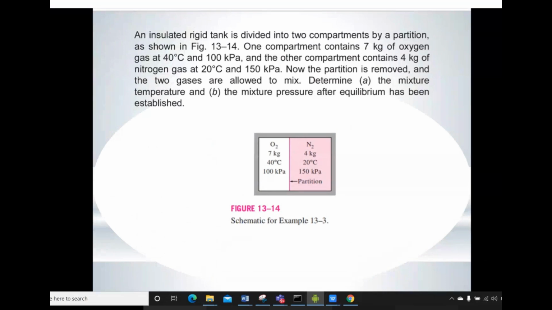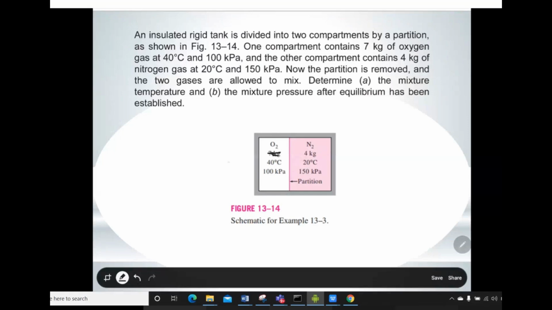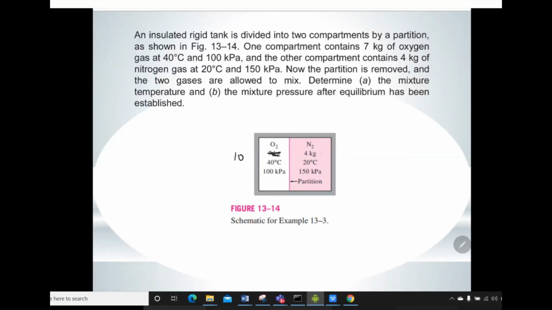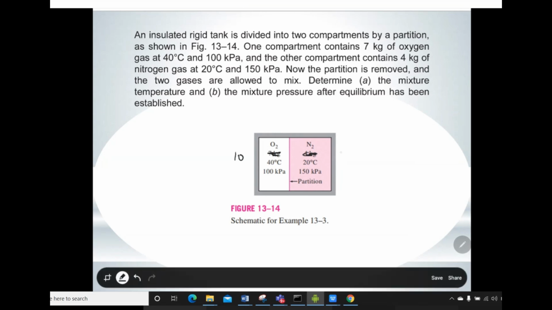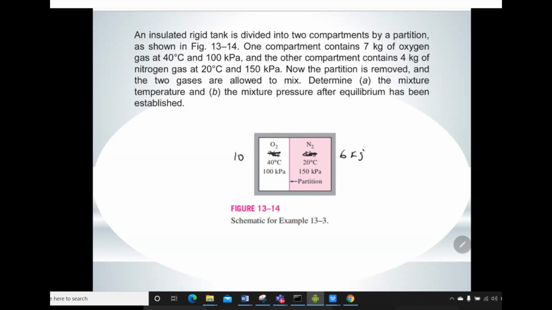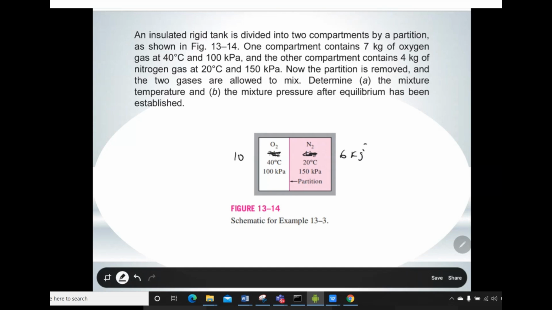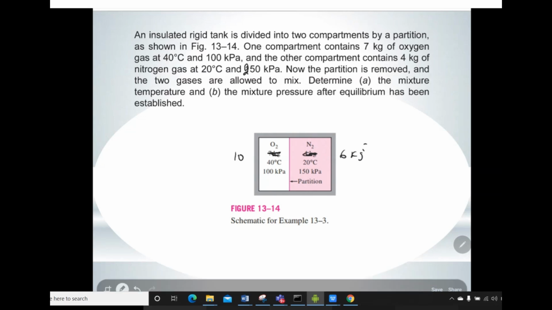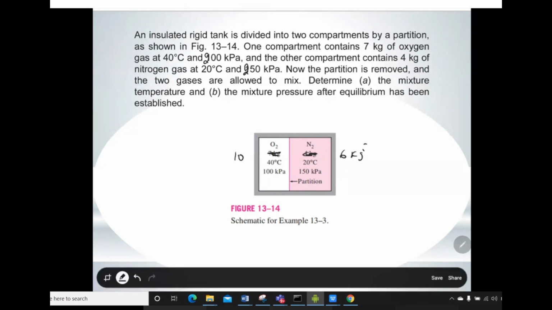Okay, so I think here we can stop now. You just have to solve this question by yourself by changing the data. The same question you have to solve, and you will just take the 7 as 10 kg and this 4 as 6 kg. And you just have to take the 150 as 250, and this 100 you can change to 200 kilopascal. These two you have to change, and then you can solve it by yourself, and you can send me the solution.